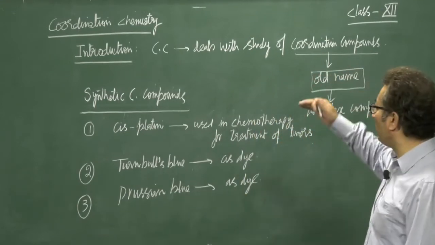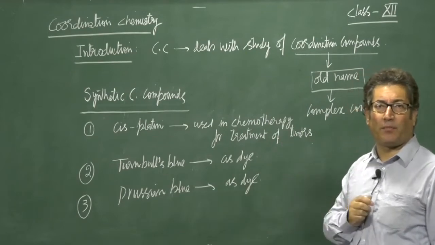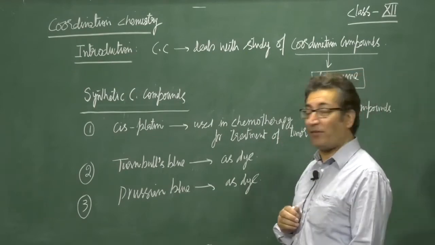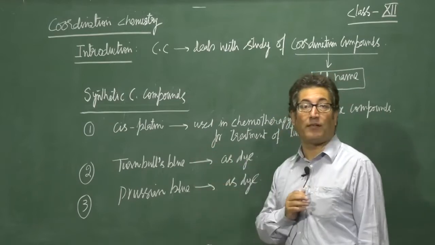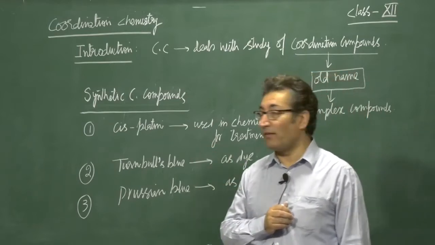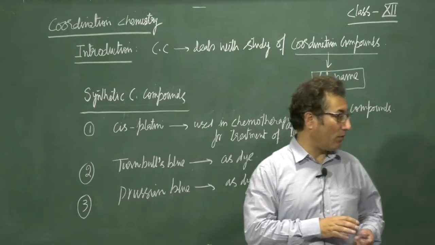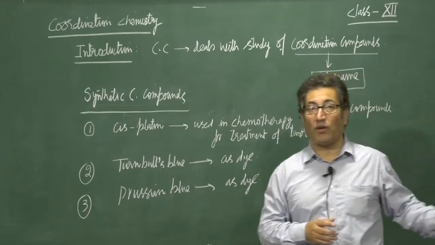So similarly, there are many coordination compounds which are man-made, and all of them have uses either in industries, like the textile industries for dyeing of textiles, or, like cisplatin, in the treatment of tumors and so on. So this is your intro to the coordination compounds.